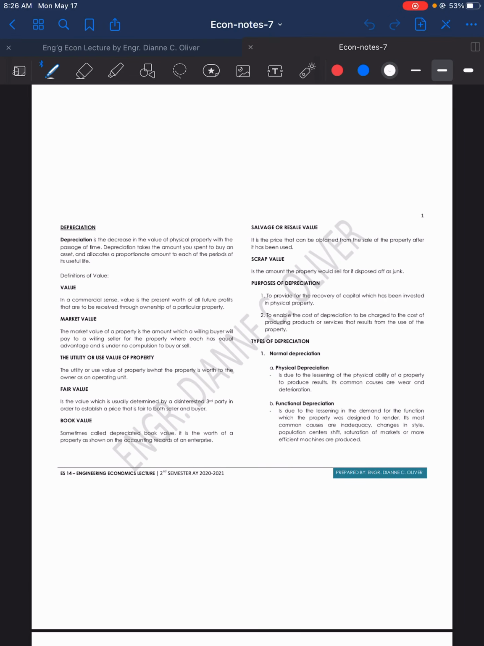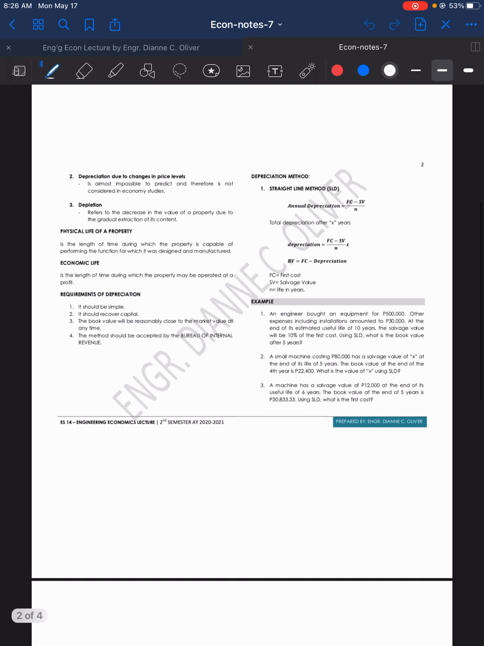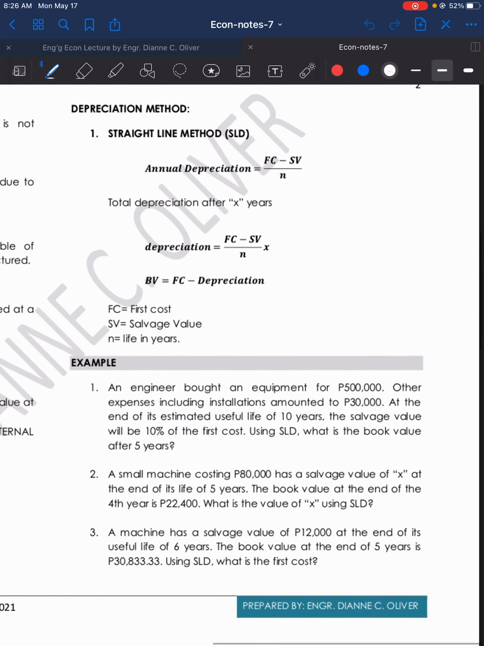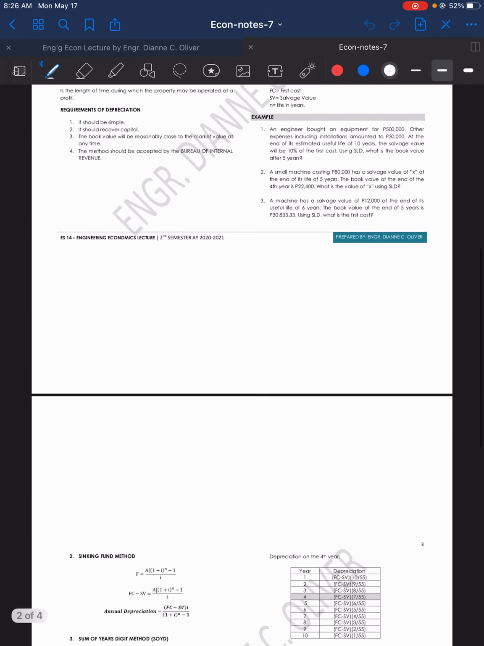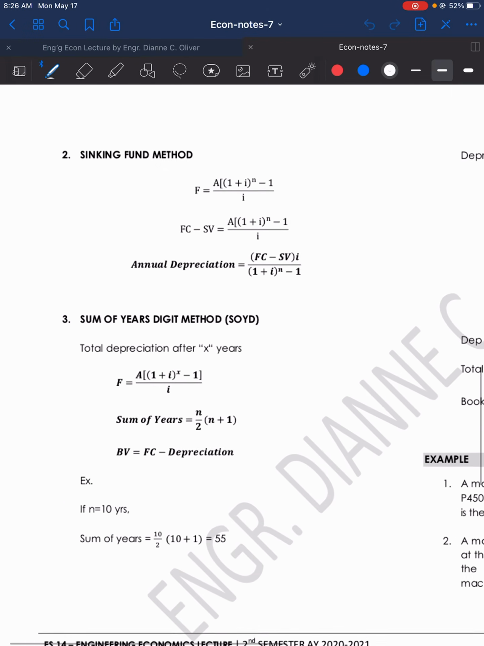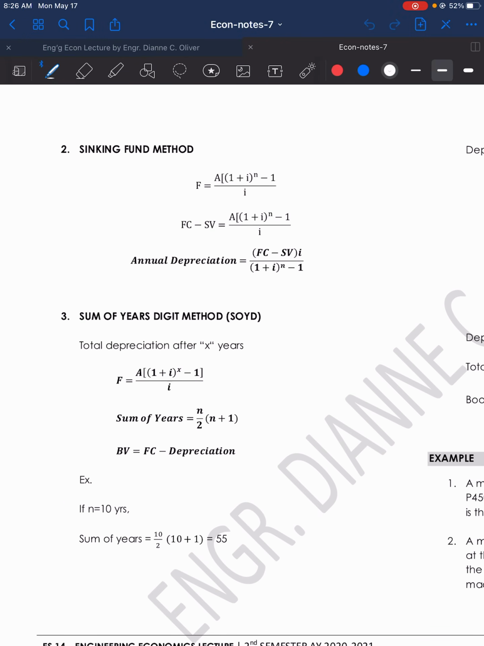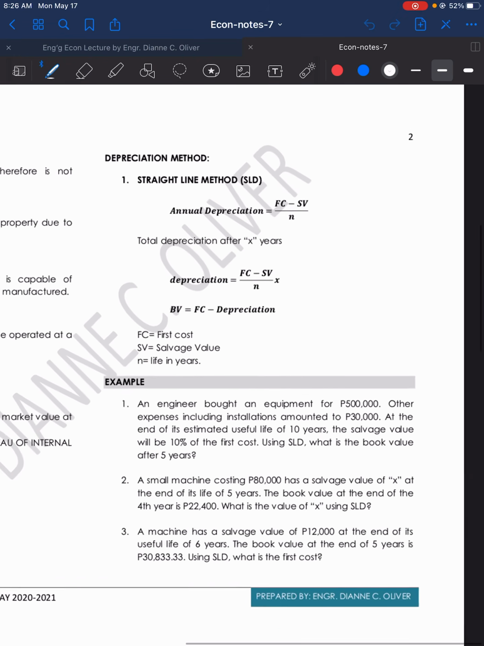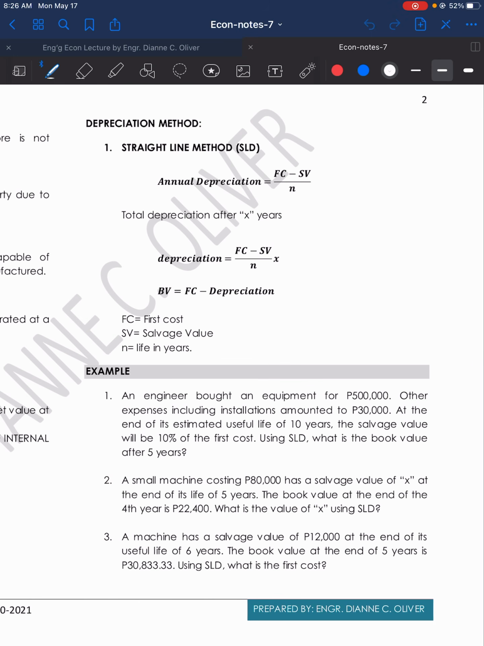Now, in solving for depreciation, we will have to discuss 5 methods. And in this video, we will have the 3 methods. We have the straight line method, the sinking fund method, and the sum of years digit method. Now, the first one is the straight line method. For the straight line method, we have the formula here.